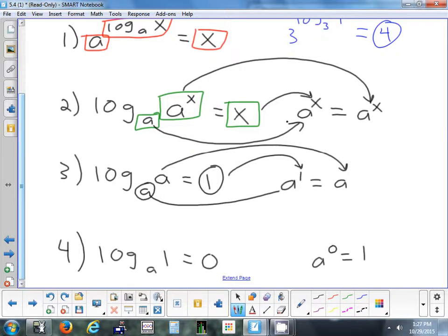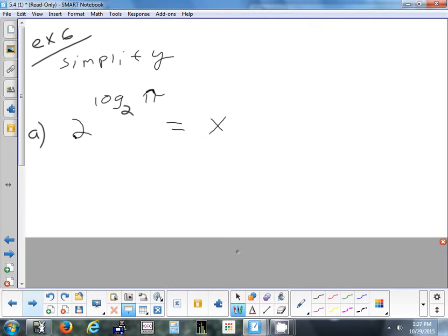Any questions on that one? All right, I don't expect you to go through the proof. On the test, you don't have to show me why. You're just going to have something like this, and I'll ask you to simplify it.